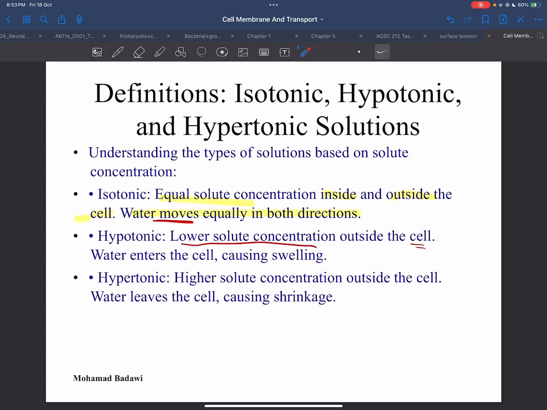And hypertonic means higher solute concentration outside the cell. If you want to memorize it, hyper, someone who is hyper is always active. Higher solute concentration outside the cell, so water will leave the cell, causing shrinkage.